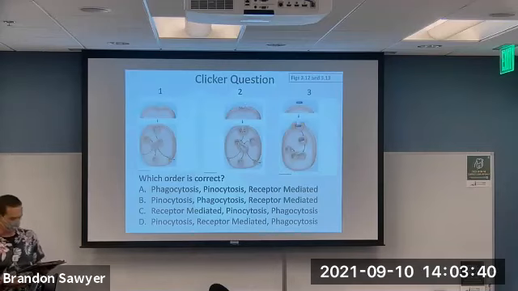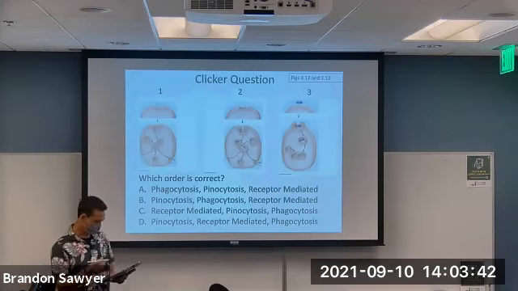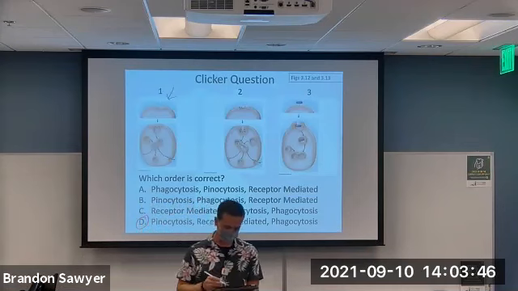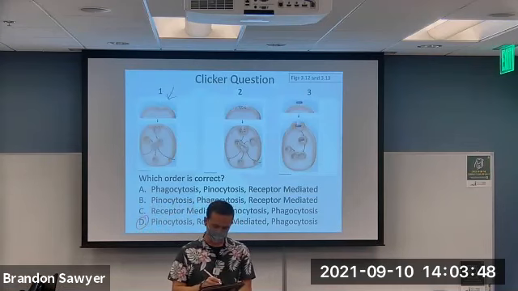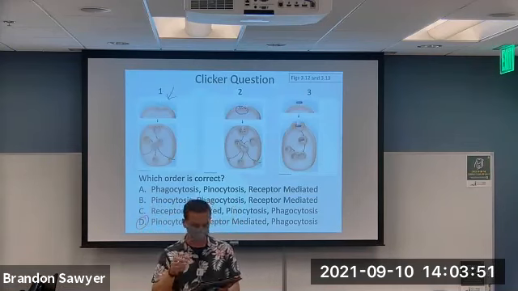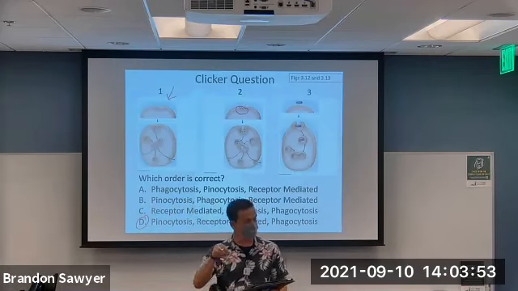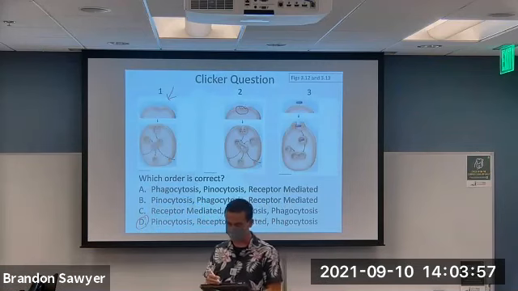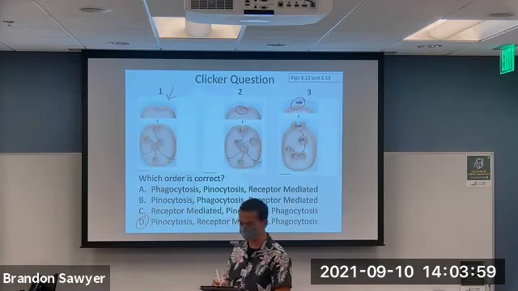Yes, so 90% of you are saying D. Okay, so D would be pinocytosis first. Okay, receptor mediated. So the little red things are the receptors, right? And then those little circular things are the chemical signal of some sort. Okay, and then phagocytosis here with that larger thing being engulfed.